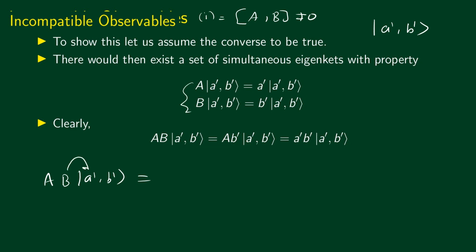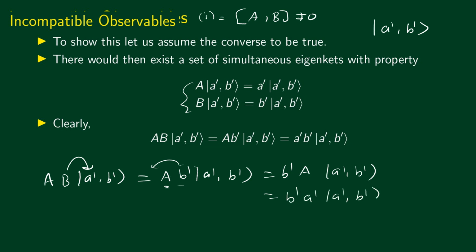This means that B acting on ket A prime B prime, I'll retain this A here, is actually B prime times ket A prime B prime. Now this is a number, an eigenvalue, so we can take it to this side. So this is B prime A acting on ket A prime B prime. Now we assumed that this is also an eigenket of observable A, which means that this is equal to B prime A prime ket A prime B prime.